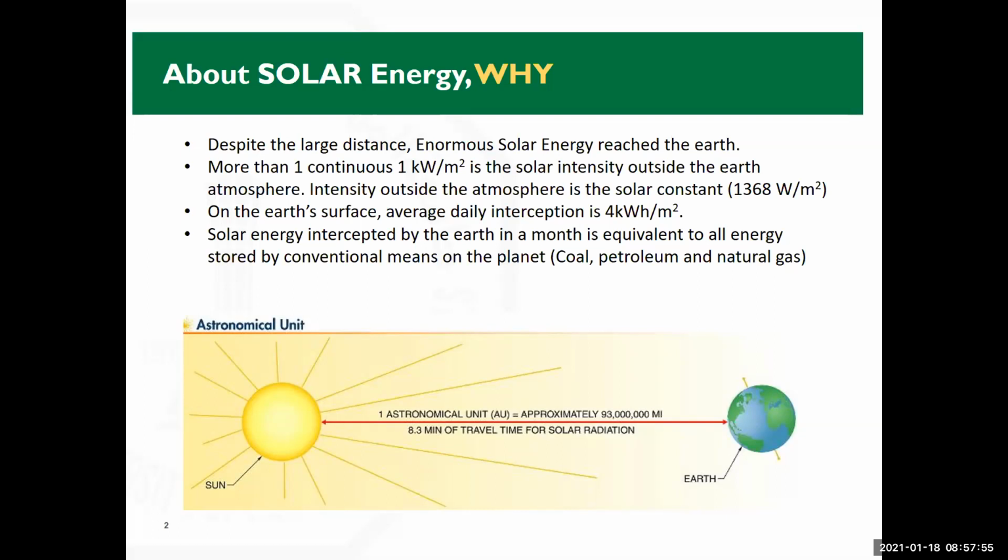On the Earth's surface, the average daily interception is 4 kilowatt hours per meter square. And please, while we are moving, just focus on the change of units as we move from one quantity to the other. I was talking previously about the solar constant, which is in watts per meter square, which is 1,368 watts per meter square.